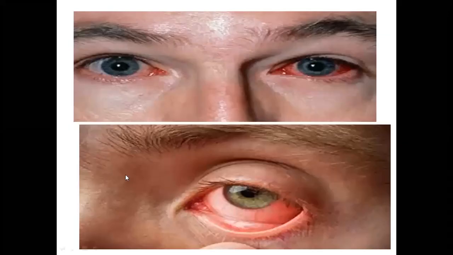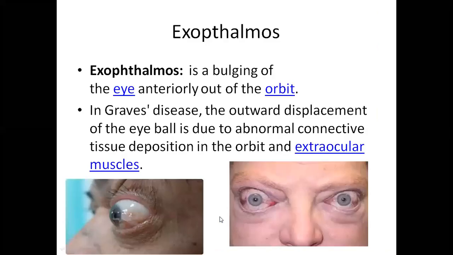It happens very commonly. See this, the white is converted into red. This is called pink eye or red eye, whatever. But this is an inflammation of the conjunctiva. It happens very commonly.